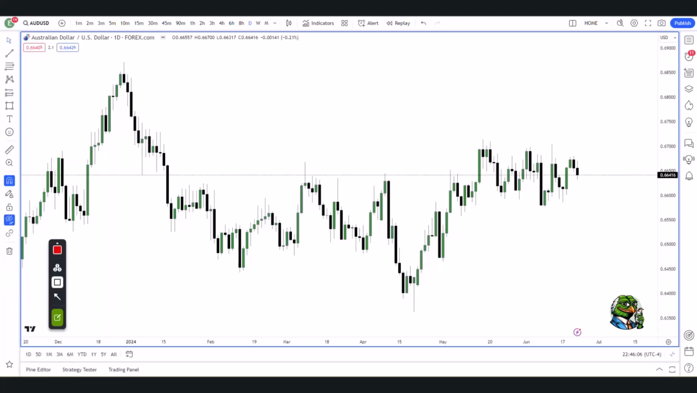Short video on the Aussie dollar that I was looking at, and we're looking at a daily chart, and I'm trying to work out what's going on with the Aussie dollar. Where's it going? What's it done? Why is it consolidating? They're the kind of questions that I'm asking myself. And let's go through the analysis together. So where have we come from?